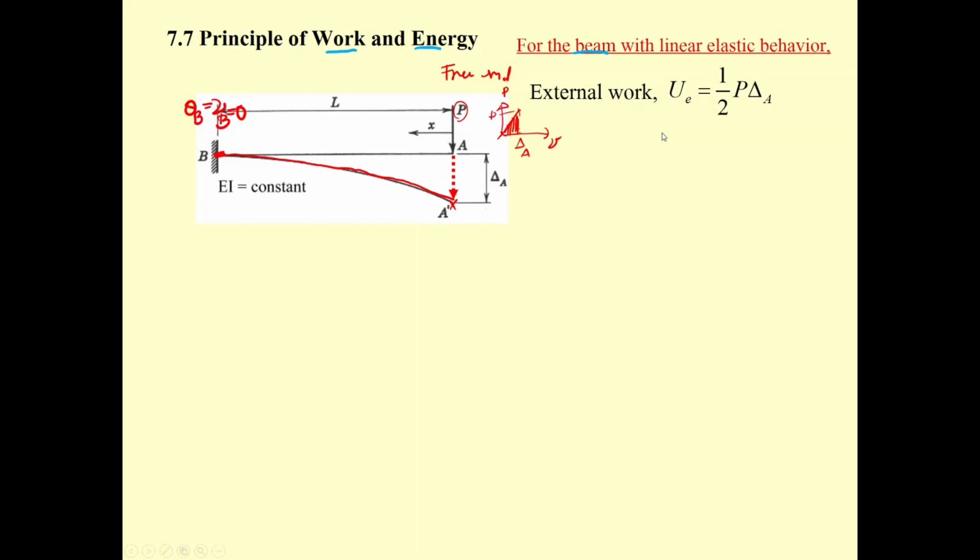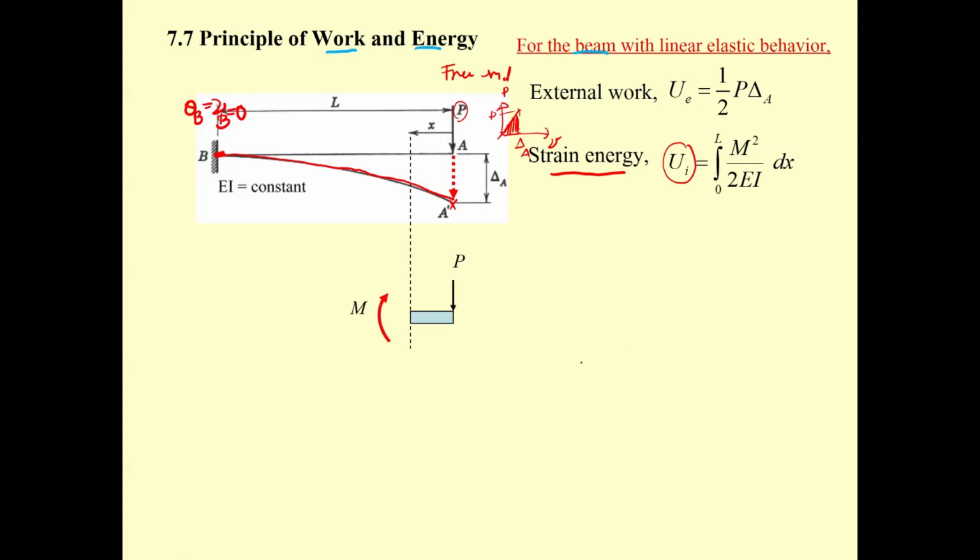Now we just compute the strain energy. From the previous slide, we have this one, the energy stored in the beam. You notice that if you release the force, the beam turns back. Now we need to cut the beam at a position over here. Let's call it x. Summation of moment equals 0. Taking this one positive, M is going to be minus Px. Then you take M and square it.